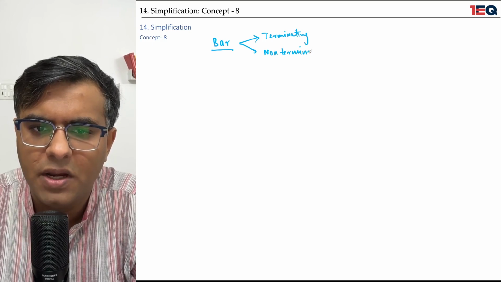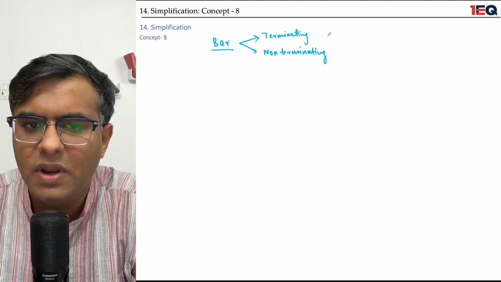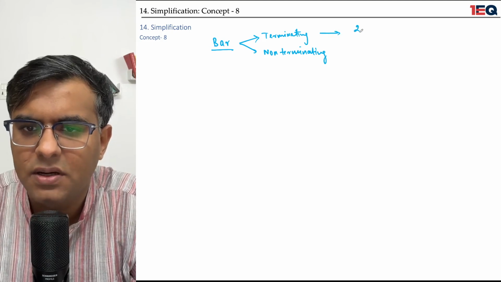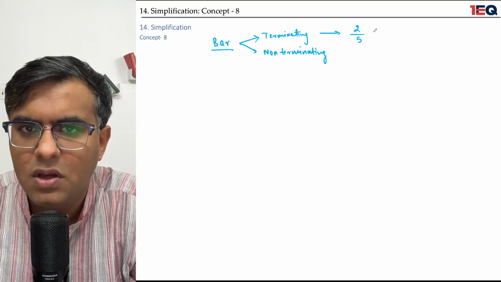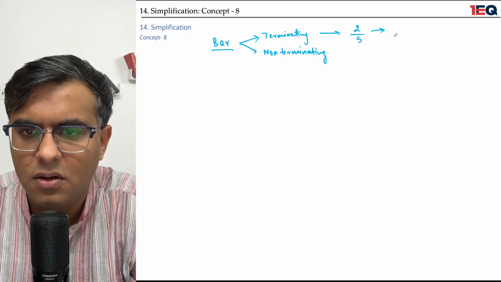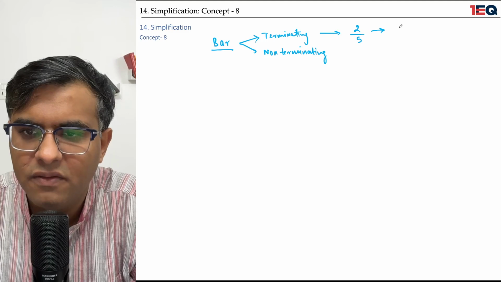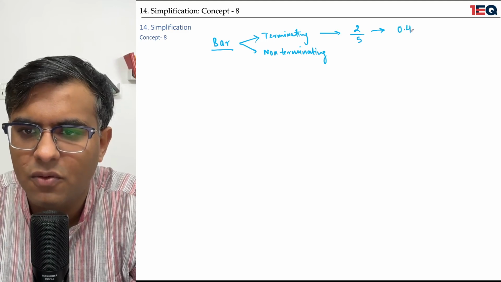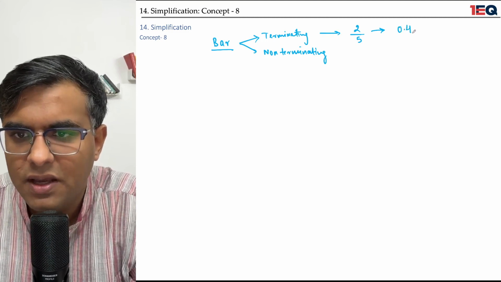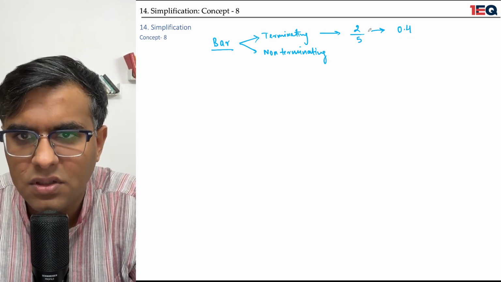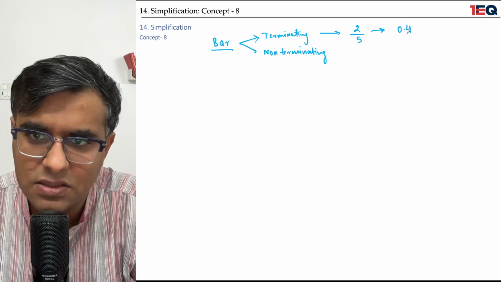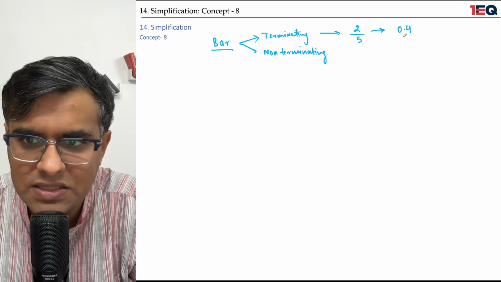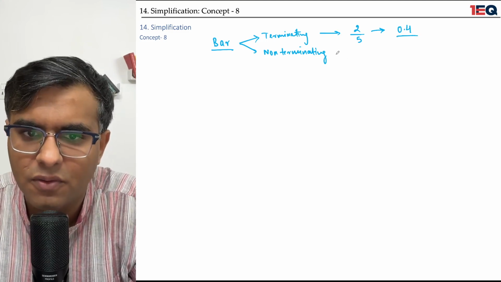What do we mean by terminating? When I say terminating, let's assume I said 2 by 5. So when I divide 2 by 5, my final answer comes out to be 0.4. And this is where the division between 5 and 2 ends. Okay, so 5 and 2 ends here by giving me the result 0.4.